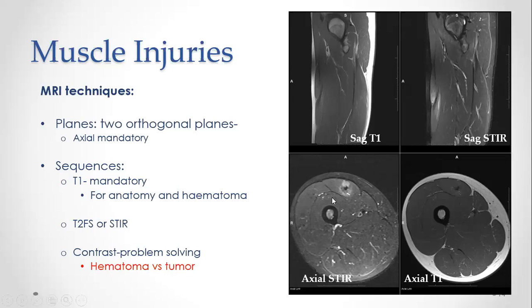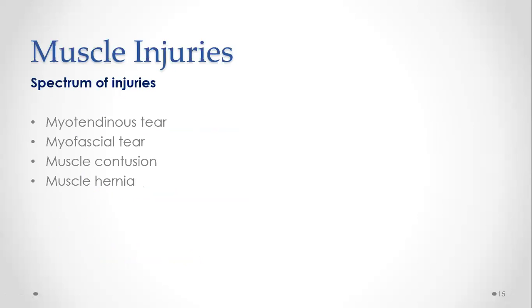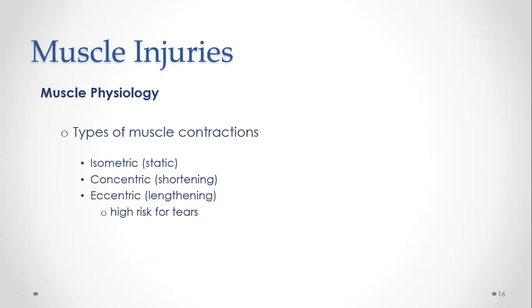We don't routinely administer contrast when we're dealing with muscle injuries. The only time we administer contrast is if we have confusion whether actually this is a muscle hematoma, muscle tear with hematoma versus sarcoma. Spectrum of injuries, as far as muscles are concerned, would range from myotendinous tears to myofascial tears, muscle contusion, and muscle hernia. And we will see examples of these.